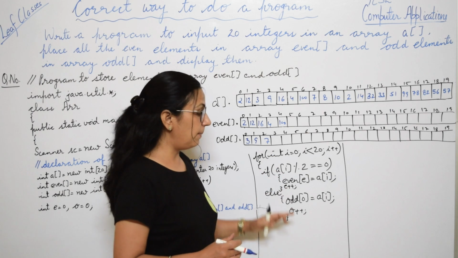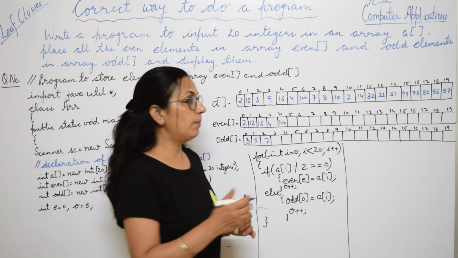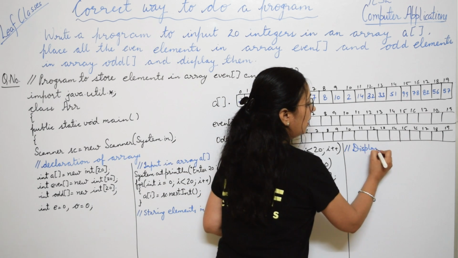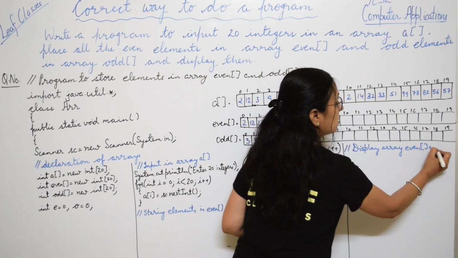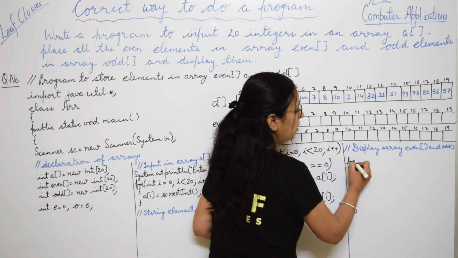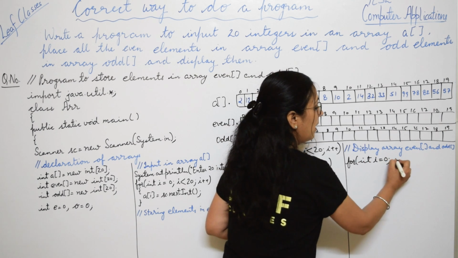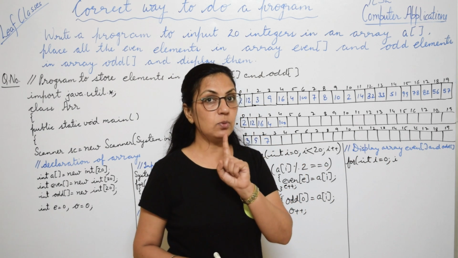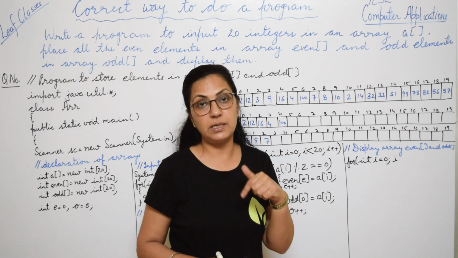So now after placing these elements, we have to display them. So again we can put one more comment entry here, displaying array even and odd. Right children? So children, again we will use a loop for printing the values of array even and array odd. Now here what do I have to take? Less than 20? No, because we don't have 20 elements in even. Maybe 20 can be there, maybe 10, maybe 5.